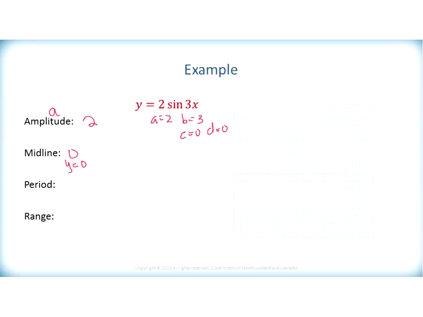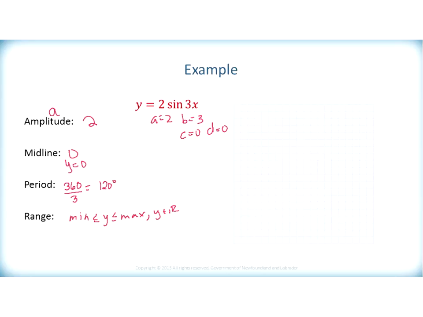Our period will be 360 divided by 3, which is going to be equal to 120 degrees. And our range is going to be our minimum, which would be less than or equal to y, is less than or equal to our maximum. Y belongs to the set of real numbers.